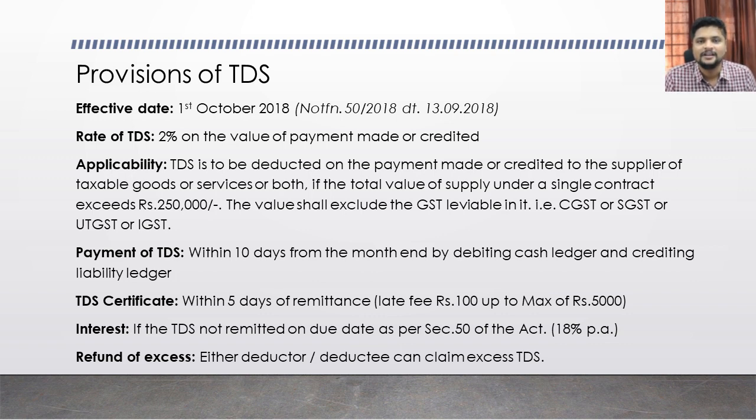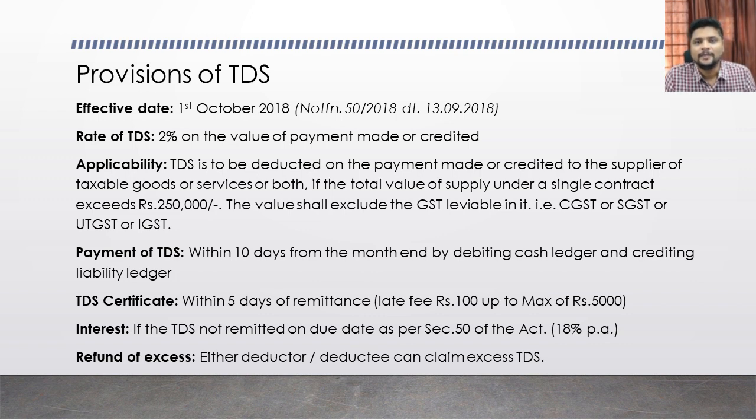And crediting liability ledger. Crediting liability ledger means you will credit the liability of TDS. When the TDS liability will be adjusted, there is a return requirement. Filing of return has to be made. TDS returns have to be filed. After you file the TDS returns, the liability ledger will be adjusted. But the payment has to be made every month within 10th of the following month.